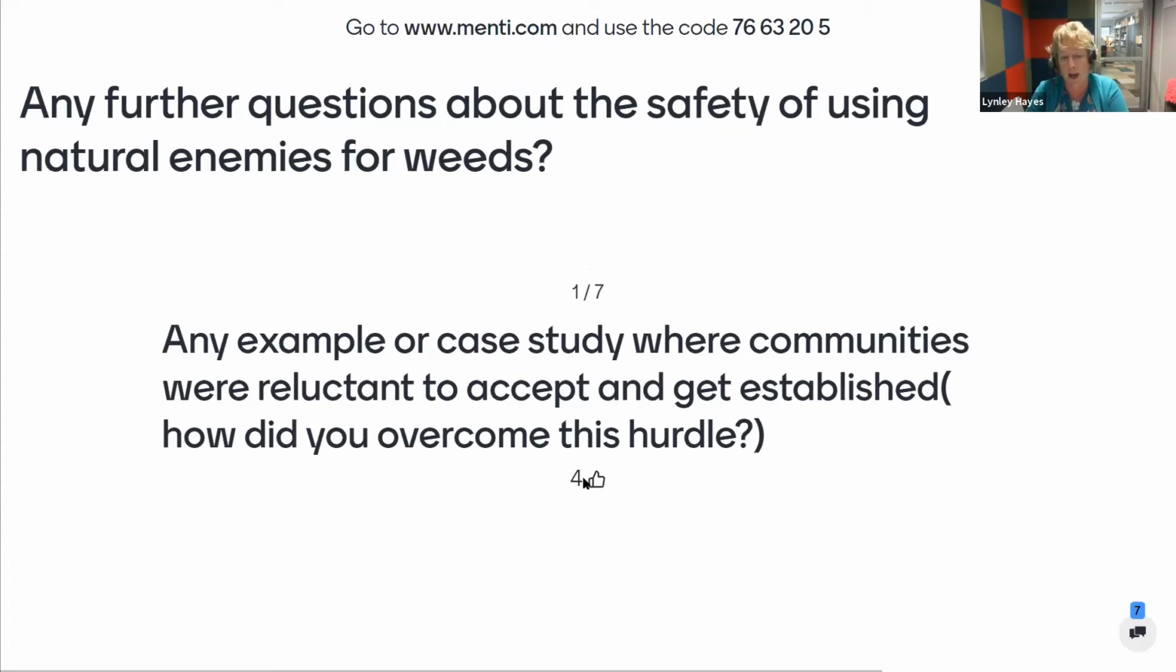An example or case study where communities were reluctant to accept and get established, and how you overcome this hurdle. I'm very fortunate where I'm working here in New Zealand. Our community is very accepting of the use of natural enemies, but I'm aware that there are other places where that's not so. I know there's been some issues in Australia, and I know there were some real issues in Hawaii around the use of the strawberry guava scale, for example.